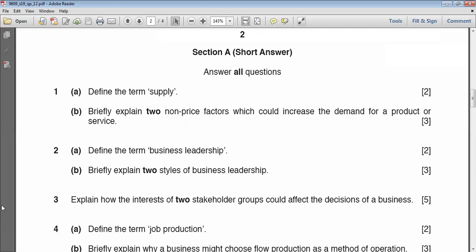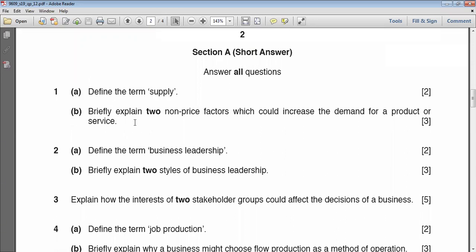While for questions 1B, 2B, and 4B, as I mentioned, it's a briefly explained question. So we will be asked to briefly explain certain concepts. Usually questions 1A, 1B, this is one set. Whatever is asked in 1A, they will ask a follow-up question in 1B. Whatever is asked in 2A, they will ask deeper understanding into B.